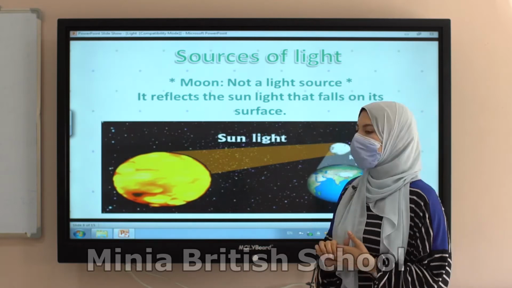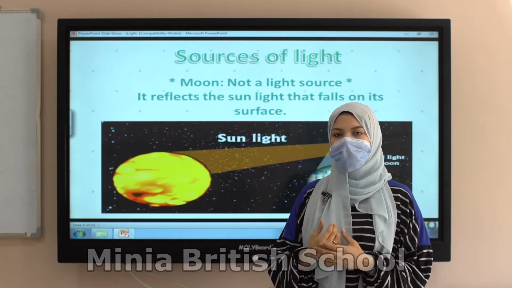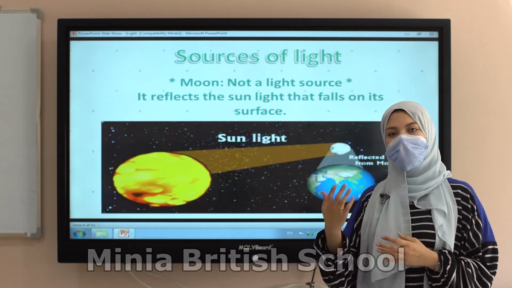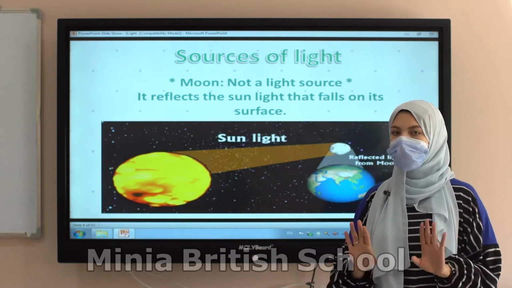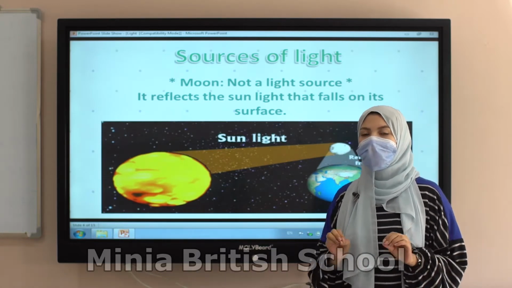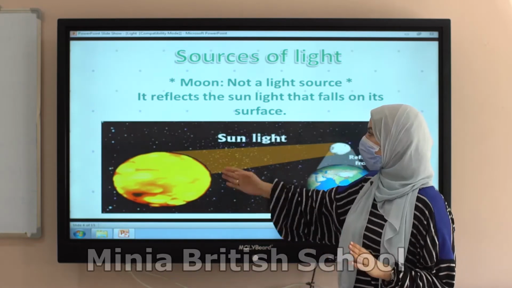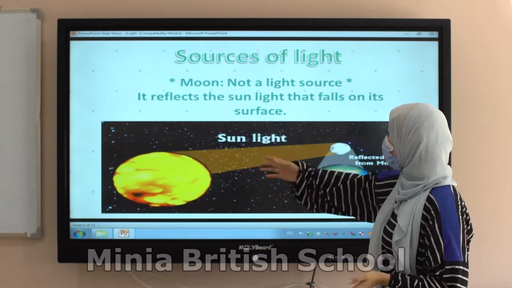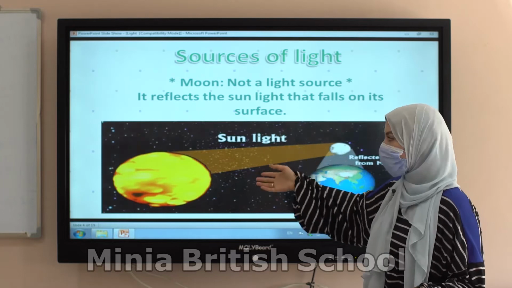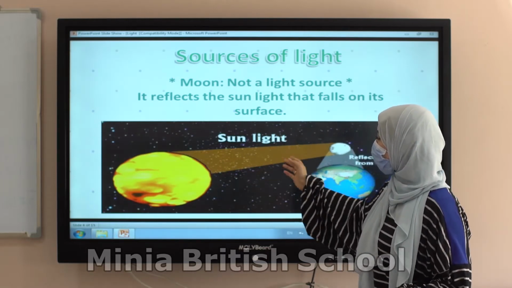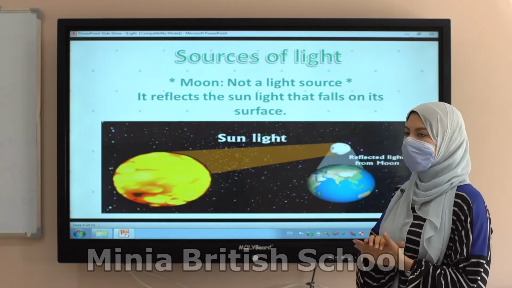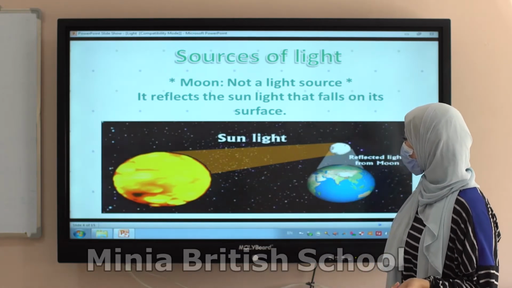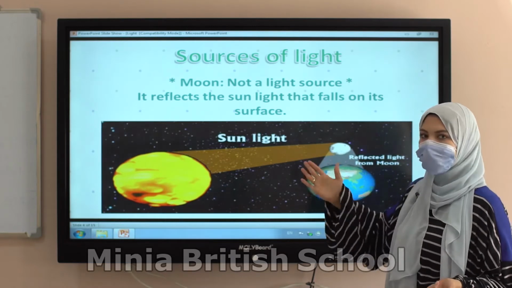So, Miss, I can see the moonlight at night. Is it considered a source of light or no? No. We learned in grade 4 that the moon is a dark body, not shiny. But we can see it shiny. Why? Because of the reflection of sunlight which falls on it. The sunlight falls on the surface of the moon, so the moon reflects it.